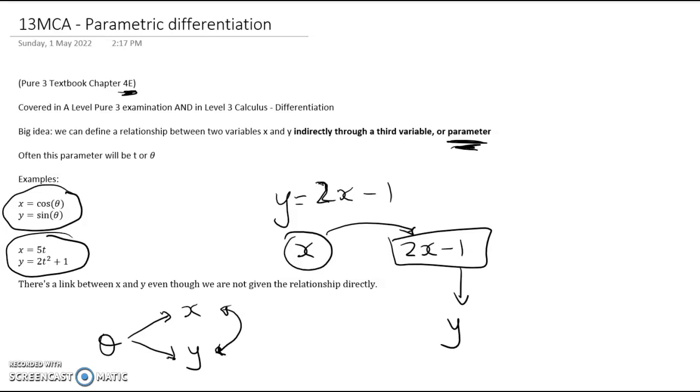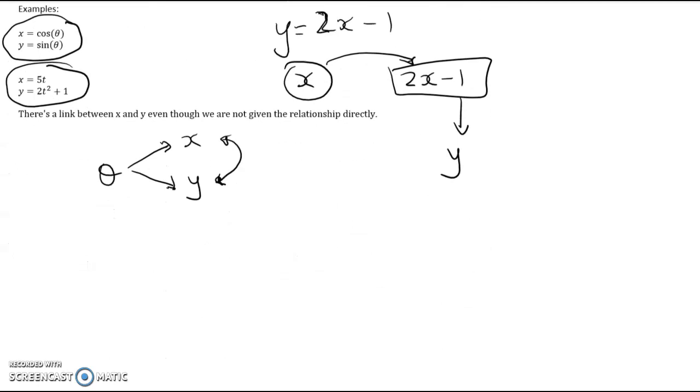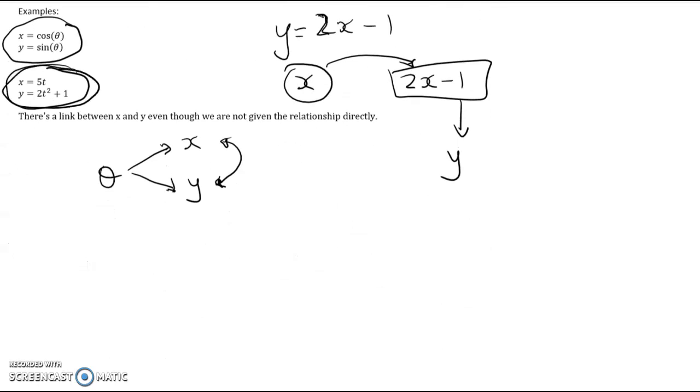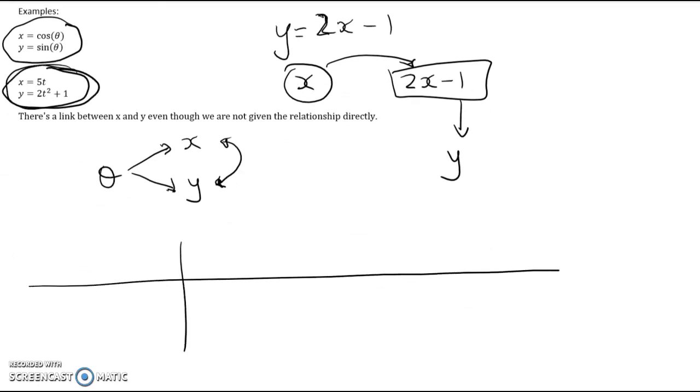There's a second example there where the parameter is t. So x is equal to 5t and y is equal to 2t squared plus 1. If you wanted to trace out how to draw that graph, what you could do is just pick different values for t and then work out your value for x and your value for y, and you'd get your Cartesian coordinates. For example, if t is 0, x is 5 times 0, which is 0, and y is 2 times 0 squared plus 1, which is 1.